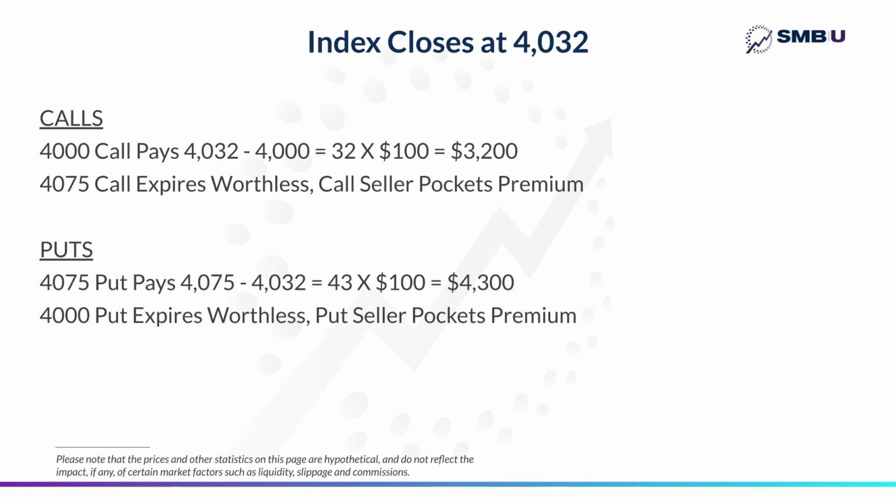For example, if an index closes at 4032, then the 4000 call would pay $3,200, as you can see from the calculation, because the index closed 32 points above the strike price of the call, which is 4,000. However, the 4075 call would expire worthless as the index didn't close above 4075, so the call seller just pockets the premium. And the puts are the opposite. If the market closed at 4032, then the 4075 put would be worth $4,300 because the market closed 43 points below the put strike price of 4075. But the 4,000 puts would expire worthless because the market didn't close below the 4,000 strike price.